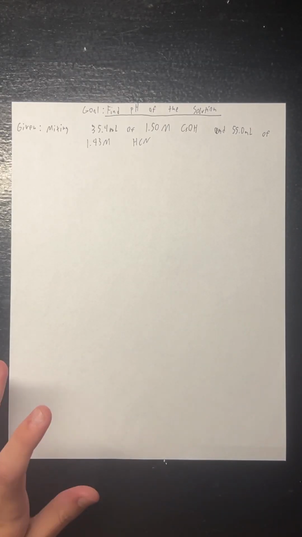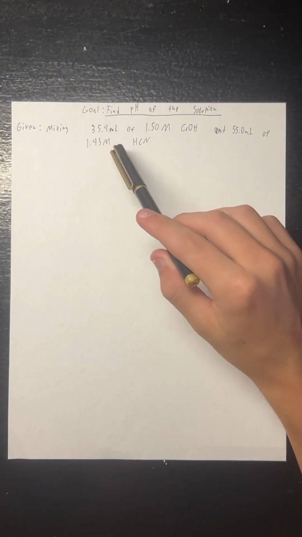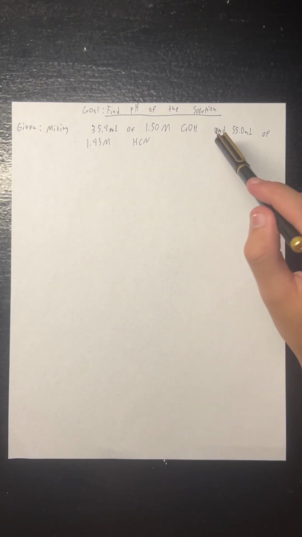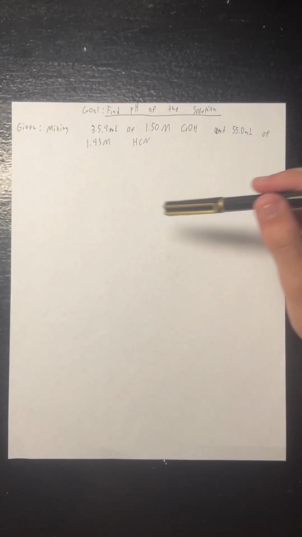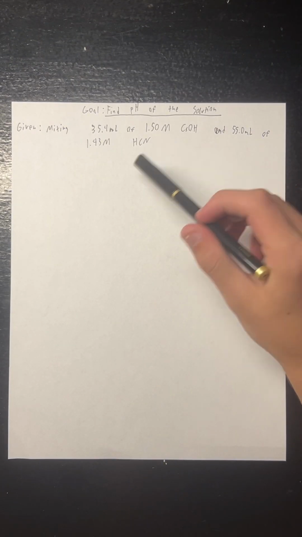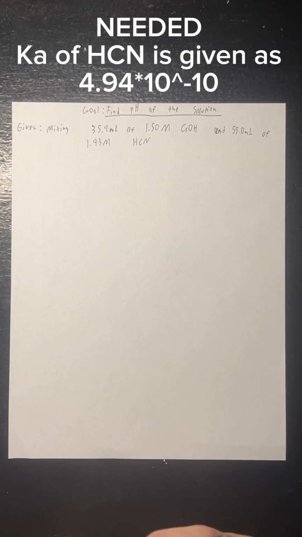Okay, so this is kind of a long question, but let's do it. Our goal is to find the pH of the solution. We're mixing 35.4 milliliters of 1.5 molar CsOH, which is a strong base, and 55 milliliters of 1.43 molar hydrocyanic acid.